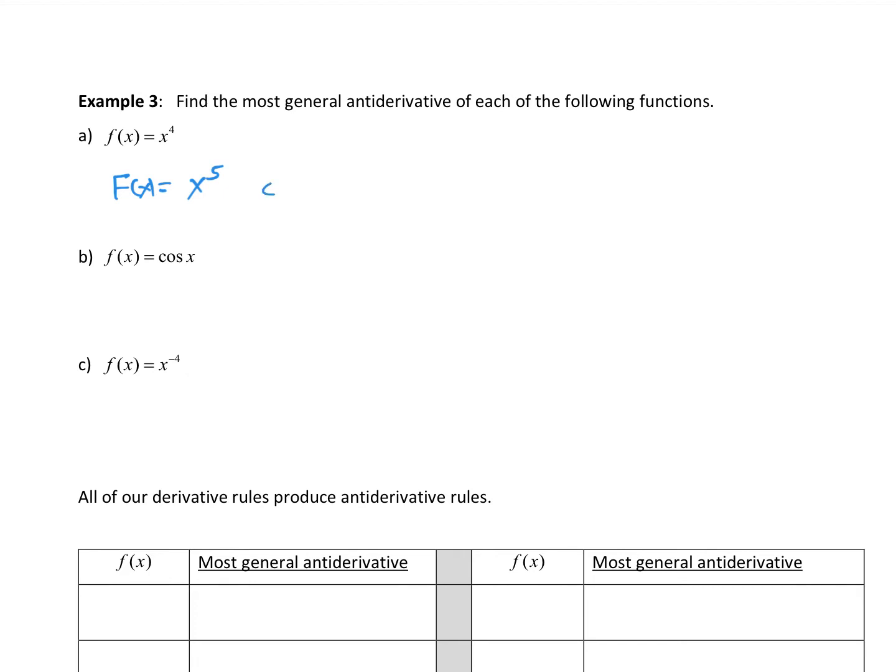Let me just check. If I take the derivative, that's 5x to the 4th. Well, that's not exactly the same as x to the 4th. So I want to find something whose derivative is just x to the 4th. I need to get rid of this 5, so that means I need 1/5. If I had 1/5 in front of it, they'll cancel out, right?